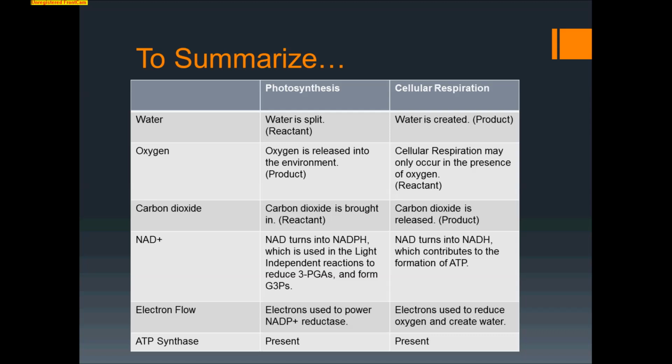NAD+ is also another key player, which is used in both biological processes. In the case of photosynthesis, NAD+ is used in the light-independent reactions to reduce 3-PGAs and form G3Ps. NAD+ in cellular respiration is used to create NADH, which in turn creates ATP. Electrons power the NADP+ reductase in the light-dependent reactions, while in the electron transport chain, they are used to reduce oxygen and create water. Protons are very important in both processes as well, as there is a high proton gradient which powers an ATP synthase that is present in both the procedures.